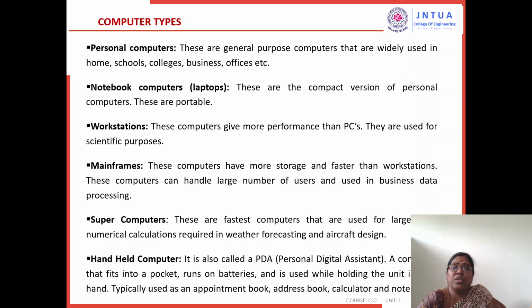Computers can handle a large number of users and are used for business data processing. If you want to execute any business applications, we will go with mainframe computers. A supercomputer, as the name itself indicates, is the fastest one in the world. It is used for radar transmissions or satellite transmissions.